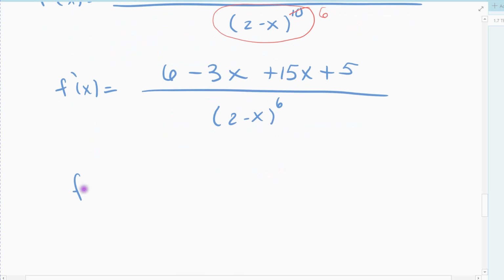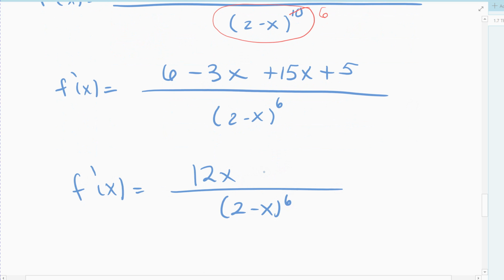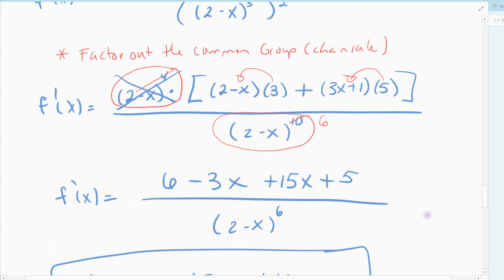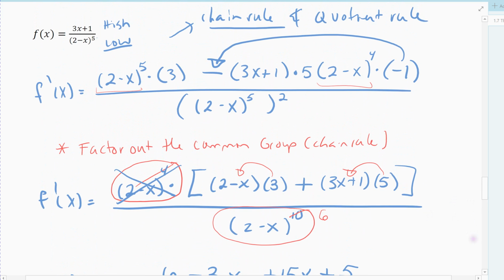Then my last step, up top, my bottom stays the same. I collect like terms, so I can add my x terms to get 12x, and my 5 and 6 give me 11, so 12x plus 11 is what it simplifies to, and then I'm done. That's as simplified as it gets. So again, the hard part about this one a lot of times is not just the rule, it's the simplifying.